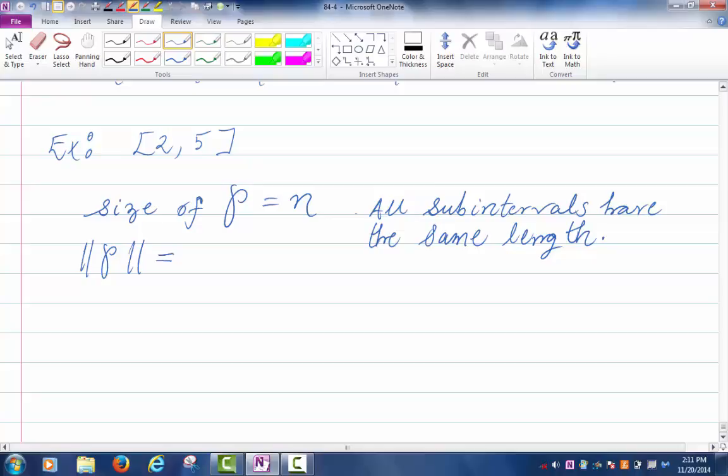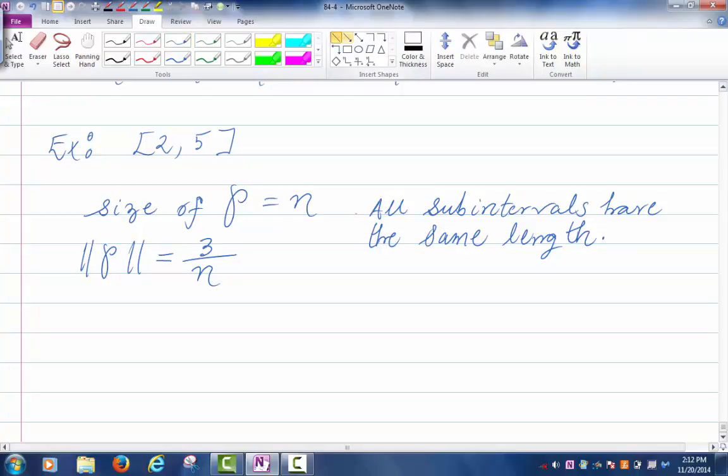What's the total length? What's the length of the interval? 3. And I want to distribute that length 3 into n subintervals, right? So the length of each one is 3 divided by n. Total length divided by number of subintervals. Is everybody okay with that? The total length of the interval is 3, and I want to distribute that length among n subintervals. So the length of each subinterval would be 3 over n.